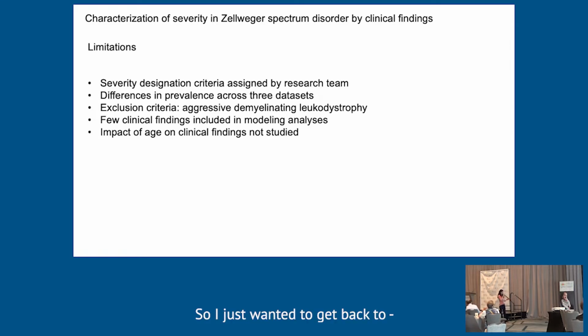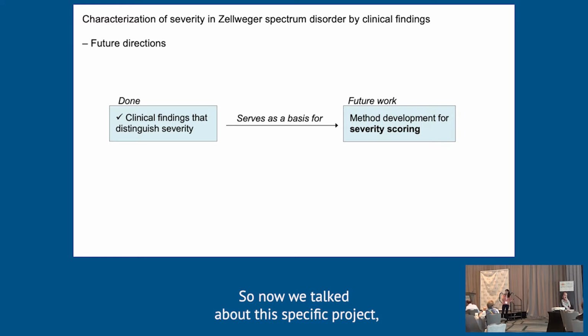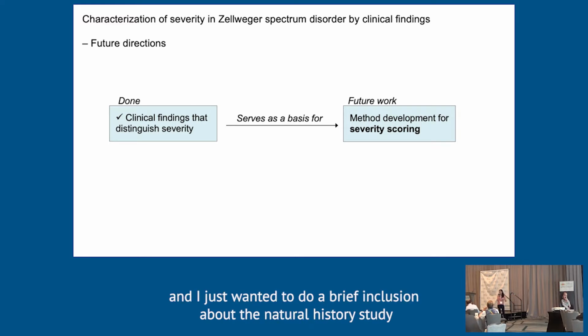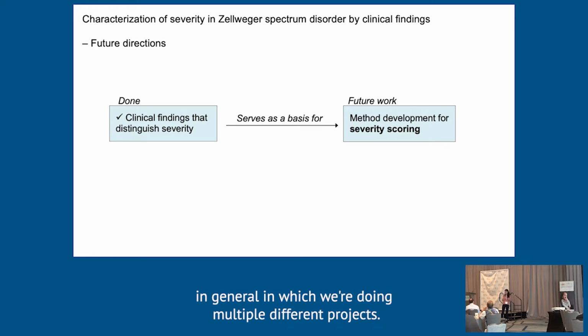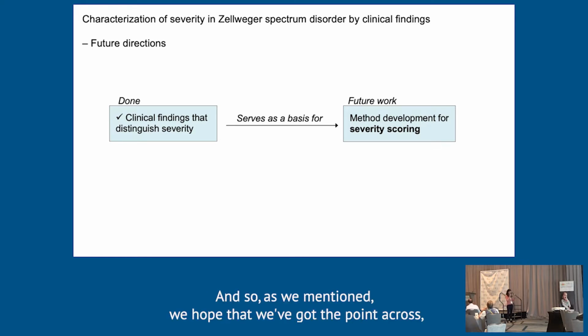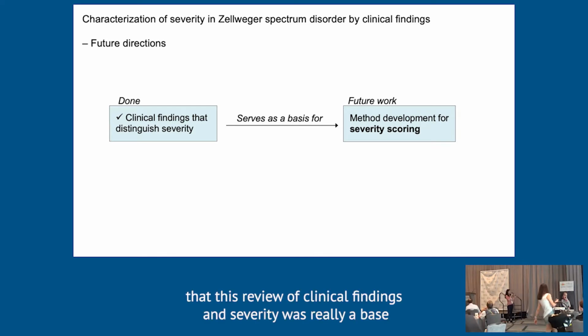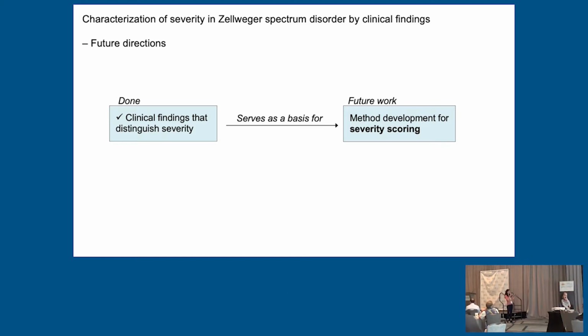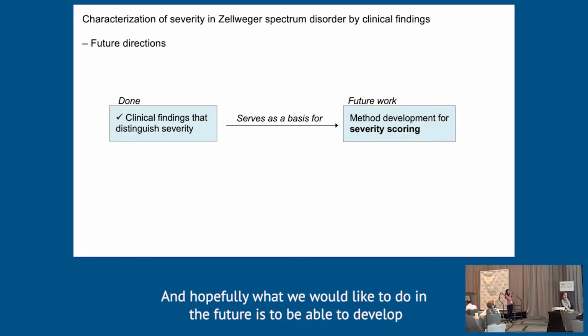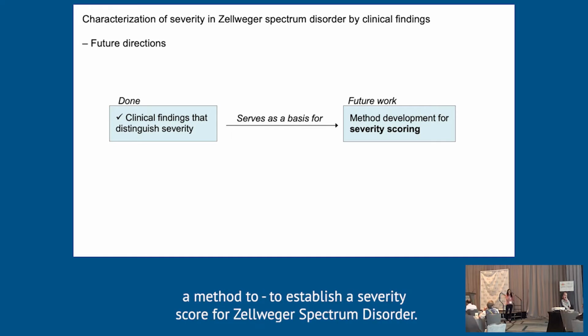So now we've talked about the specific project. I just wanted to do a brief conclusion about the natural history study in general, in which we're doing multiple different projects. As we mentioned, we hope we got this point across: this review of clinical findings and severity was really base foundation work, and we want to work more on it. And hopefully what we would like to do in the future is to develop a method to establish a severity score in Zellweger spectrum disorder.